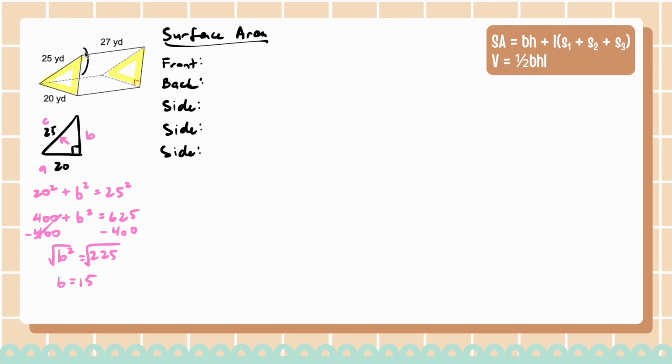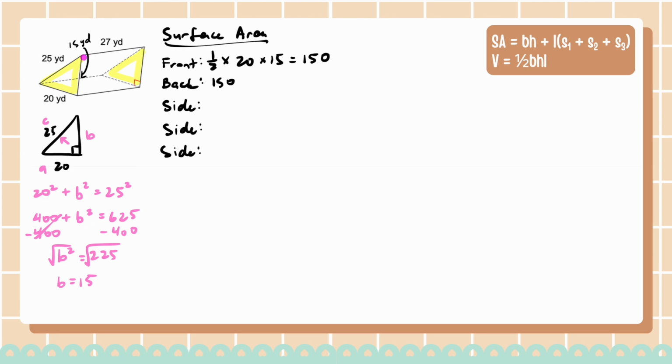So I'm just going to go ahead and label that in our picture. So this is 15 yards. And now we can solve for the areas of these triangles. So I'm going to start with 1/2 times the base of the triangle, which was 20, times the height that we just found, which is 15. And all of this together is a total of 150. So if the front is 150, that means the back is 150 as well.